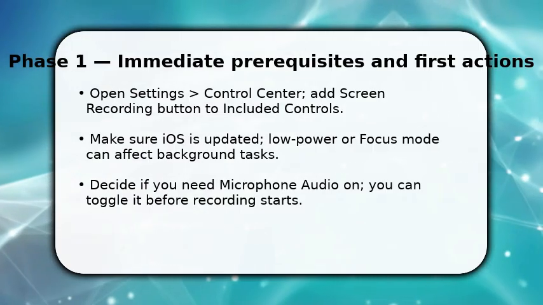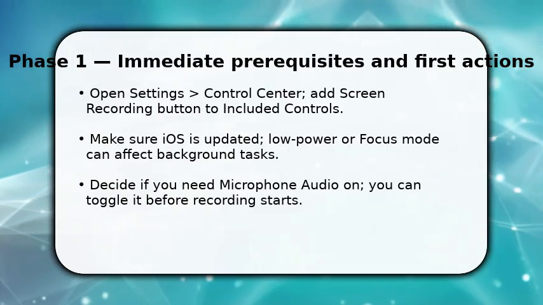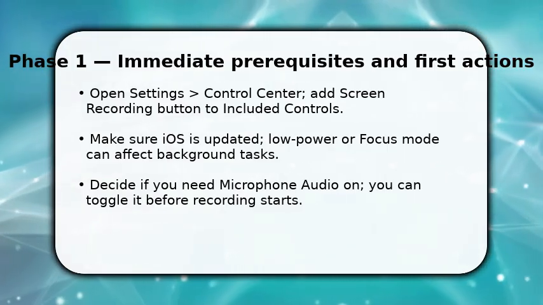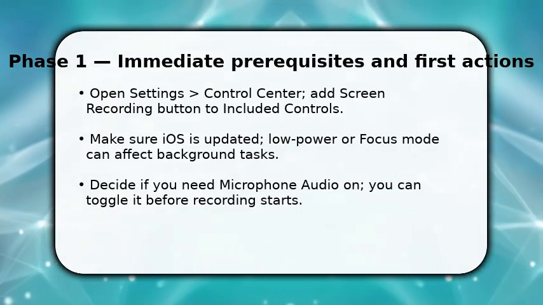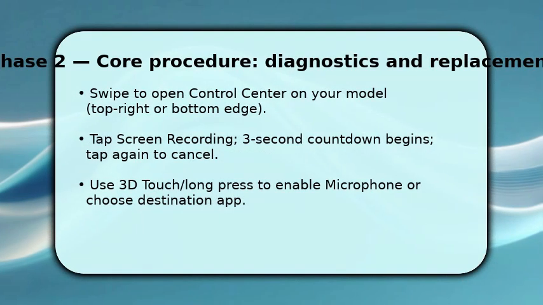Next, consider whether you need external sound. Press and hold the screen recording icon to reveal the microphone option and toggle it on or off. This gives you either system-only audio or system plus your voice, so choose based on your goal. Now you'll start the capture.